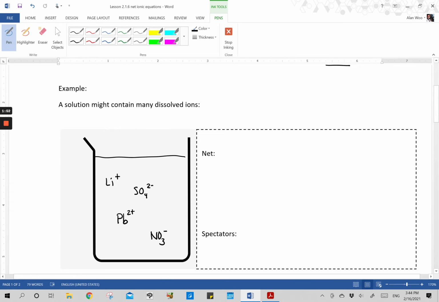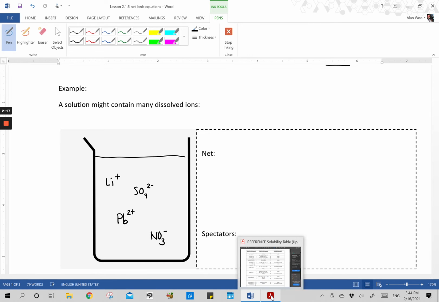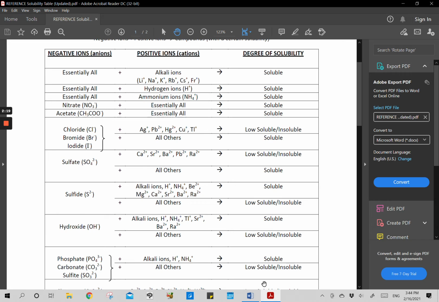Only the positive and the negatives can combine to form products. So really, I can have lithium sulfate, I can have lithium nitrate, or I can have lead sulfate or lead nitrate. So of all these different ions, I have 4 different combinations that are possible. I only need the one combination that will form a precipitate. Okay? So in order to figure that out, I'll have to look at my solubility table.